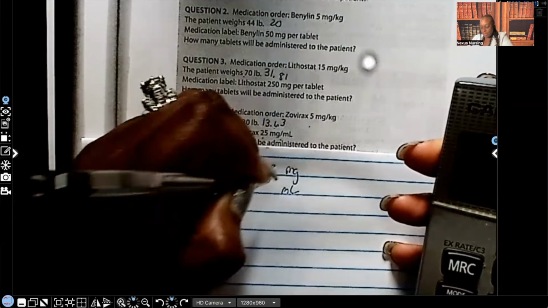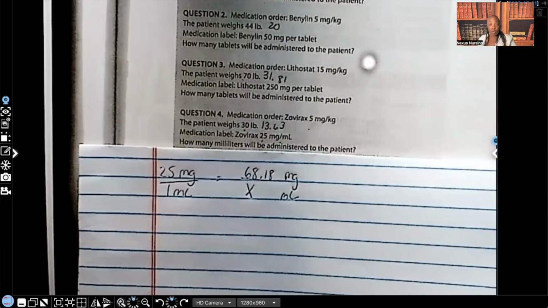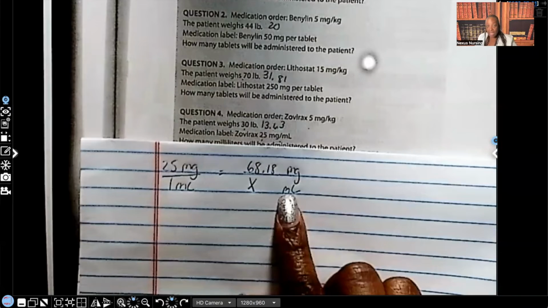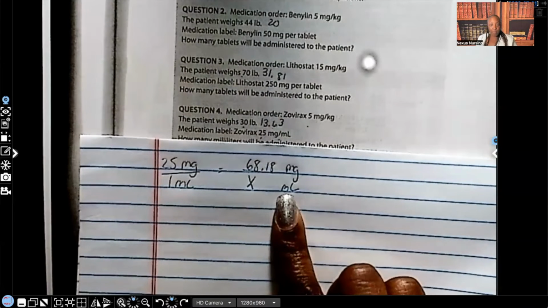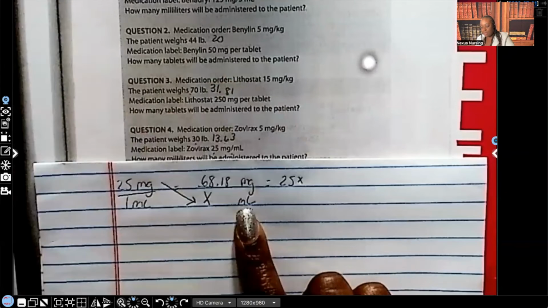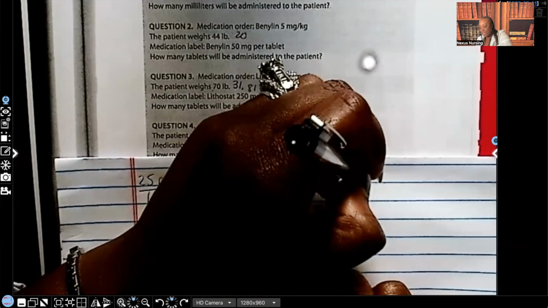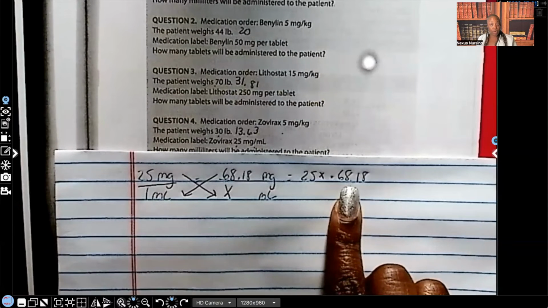Now we're going to put our 68.18 up here. And on the bottom is X. X is what we're solving for. So our answer is going to be in milliliters. Okay. Now that we have our problem set up, we can cross multiply. 25 times X is equal to 25X. 68.18 times 1 is equal to 68.18. Now I have 25X equals 68.18.